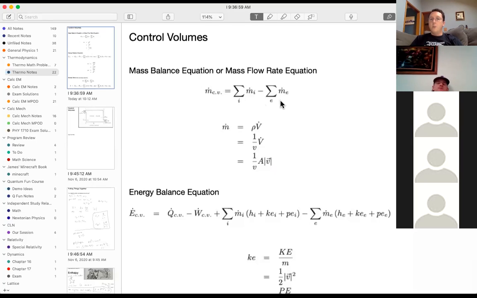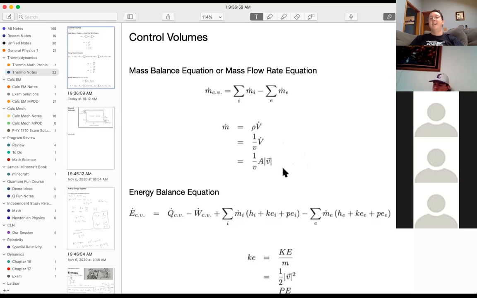Okay, so that's our mass flow rate equation, or our mass balance equation. And then I just wrote down here the reminders. We had a couple different ways to express the mass flow rate. In particular, m dot could be written as the density times the volume flow rate, V dot, or using the fact that density is 1 over the specific volume, you could write it as 1 over the specific volume times the volume flow rate, V dot.